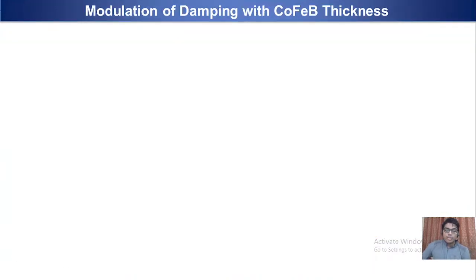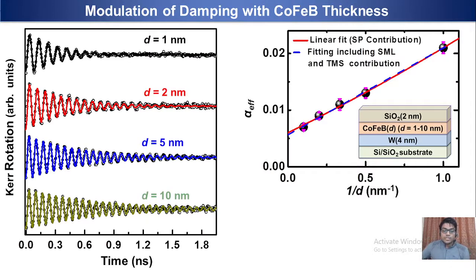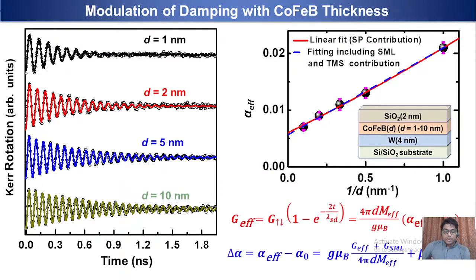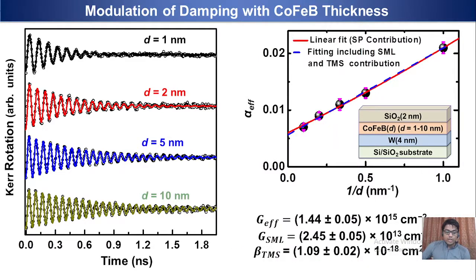And now coming to the dynamic measurement, these are the variation of the precessional dynamics with the ferromagnetic CoFeB thickness, and the right side shows the variation of the effective Gilbert damping with the inverse of cobalt iron boron thickness, fitted with both the spin pumping formula and the modified formula considering the spin memory loss and two-magnon scattering contribution. And from the fitting we obtained two things.